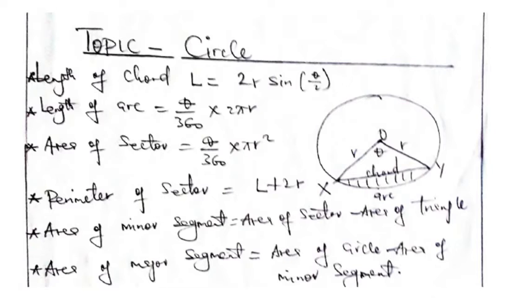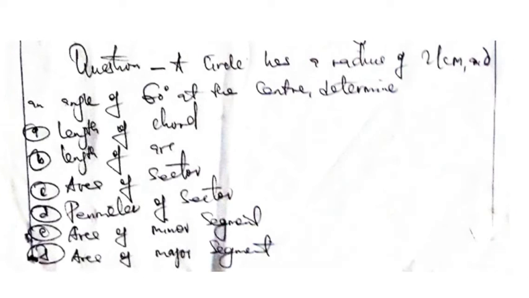Area of sector. The area of sector is given as theta over 360 times pi r squared. Perimeter of sector is given as L plus 2R. Area of minor segment. This is given as area of sector minus area of triangle. Area of major segment. This is given as area of circle minus area of minor segment.